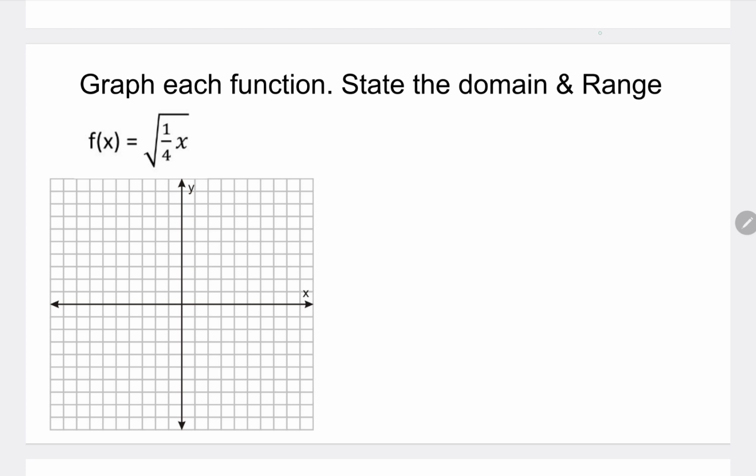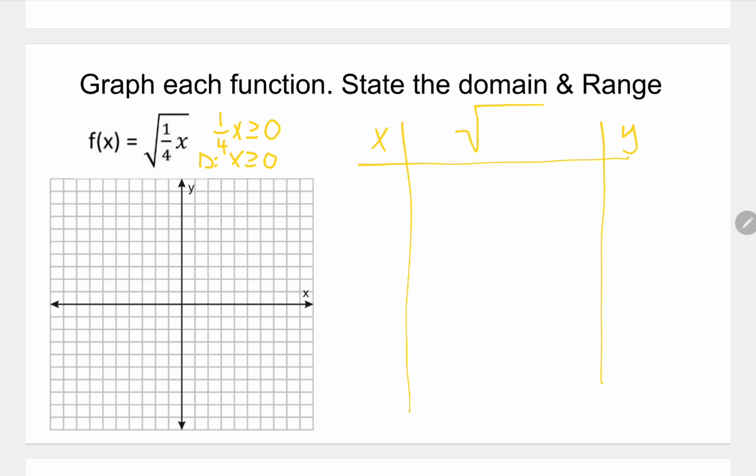Starting with this square root function. First of all, because it's a square root function, we know the domain is limited. We know we cannot take the square root of a negative number, which means the radicand, what's underneath the radical, has to be greater than or equal to 0. If I solve this, I get that x needs to be greater than or equal to 0. That means my domain is x is greater than or equal to 0.